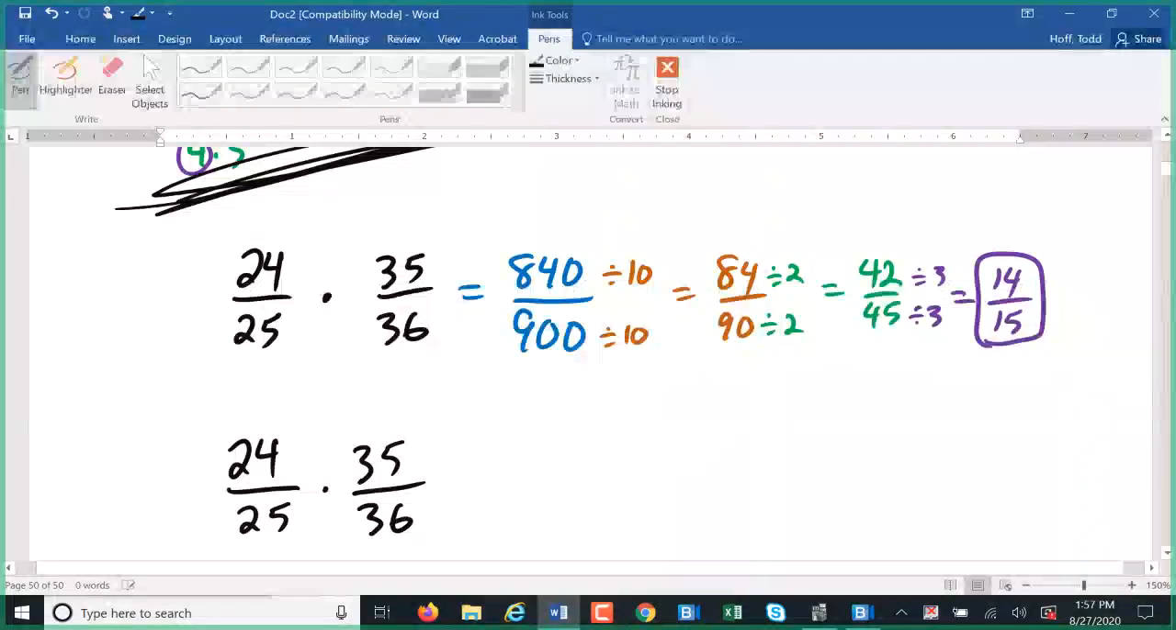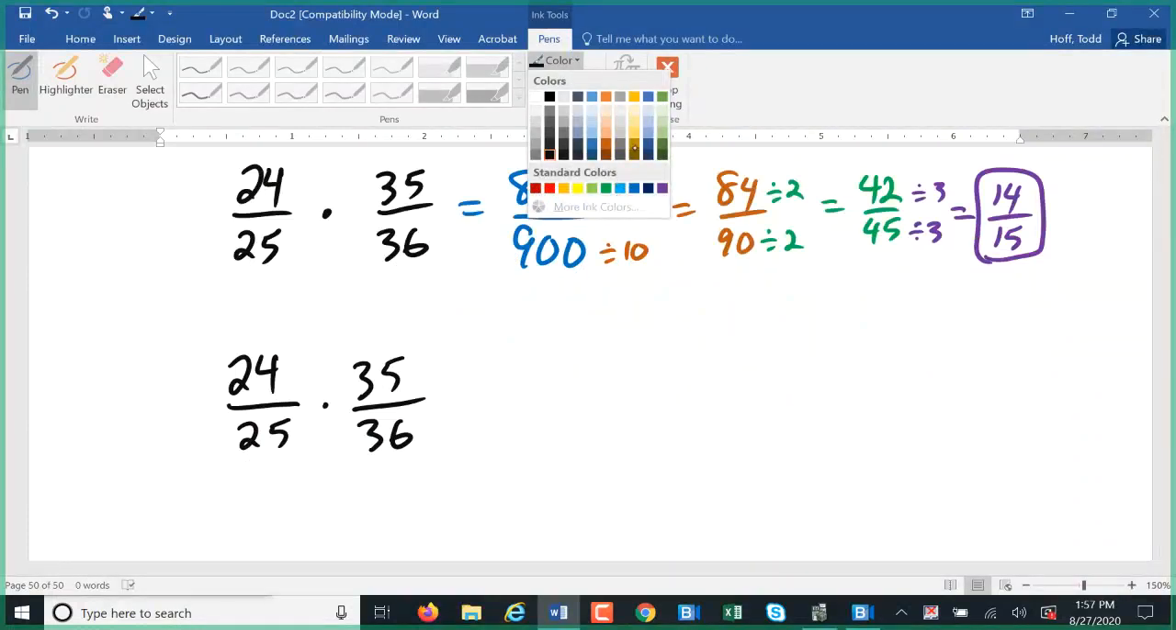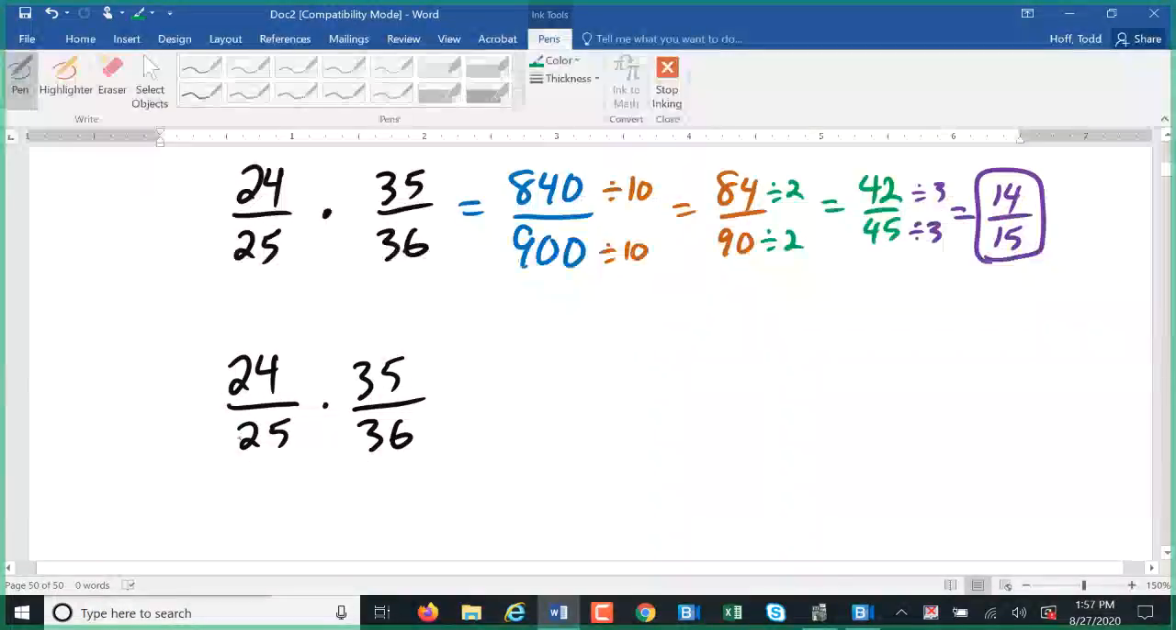So in this one, to me at least, it's easier if we do this cross-canceling first. You might see that both 24 and 36 divide by 12. 24 divided by 12 is 2. 36 divided by 12 is 3. You may have only seen that they divide by 6. You divide by 6, you get 4 and 6. You see that they can divide by 2 again. Just divide again, just like reducing.